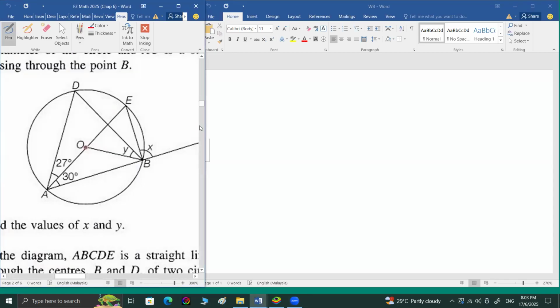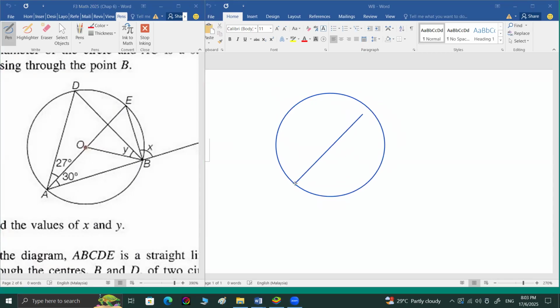Okay, see here first. If I ask you to find x, can I have an answer for x? Yes, 90, very good. How do you know? Because this is a diameter, class. Can you see the diameter with the center? And can you see this is an angle at a semicircle? The angle at a semicircle is always 90, right? With this, see? It's always 90.